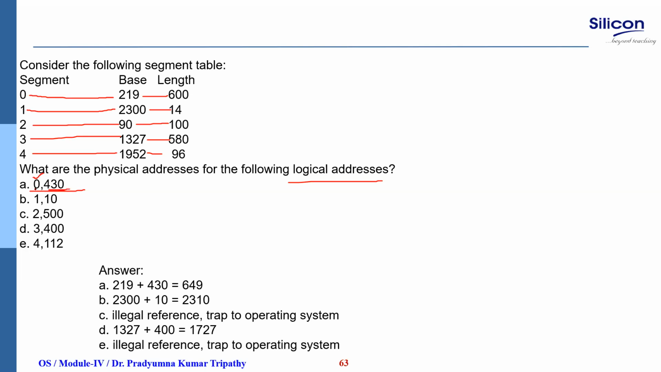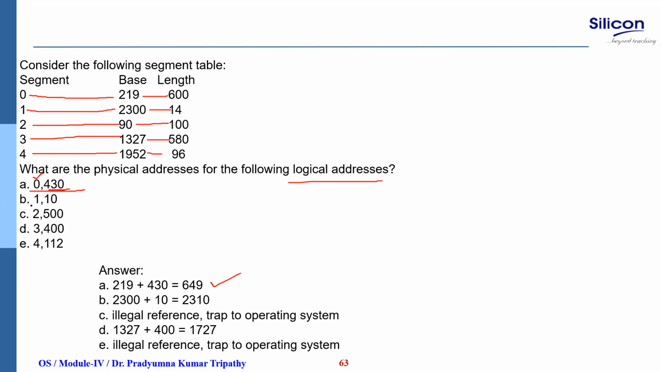First we'll take segment 0. For segment 0, what is the length? 600. What is generated? 430. 430 is less than 600, that means it is valid. If it is valid, it will be added with the base 219. So 219 plus 430 gives 649. Correct? Is it understood or not?